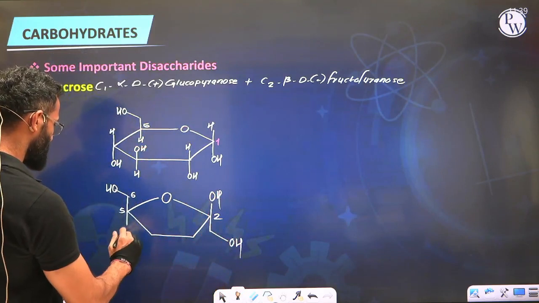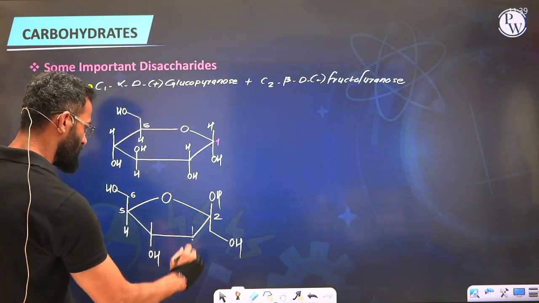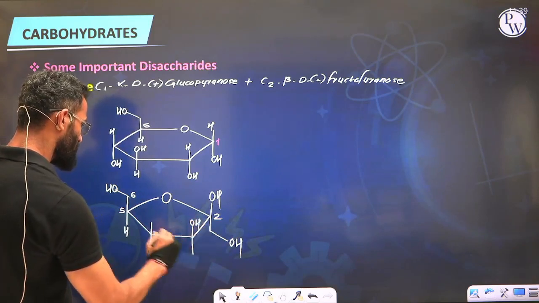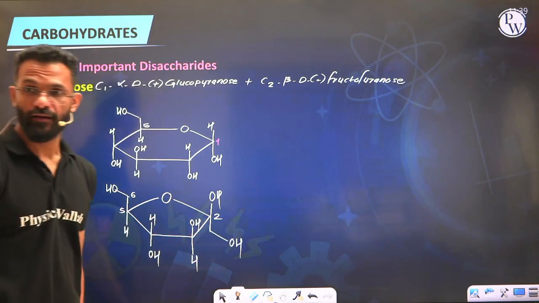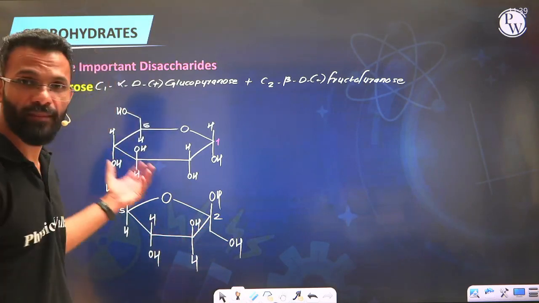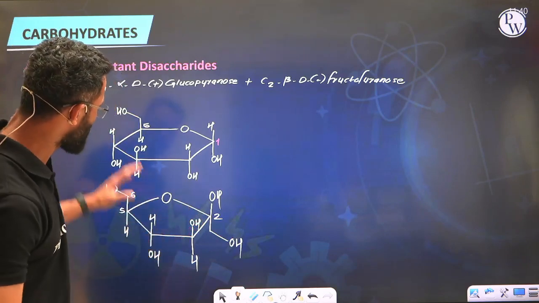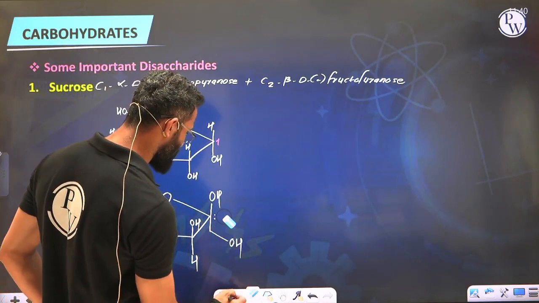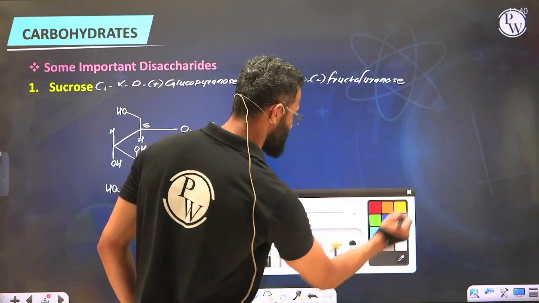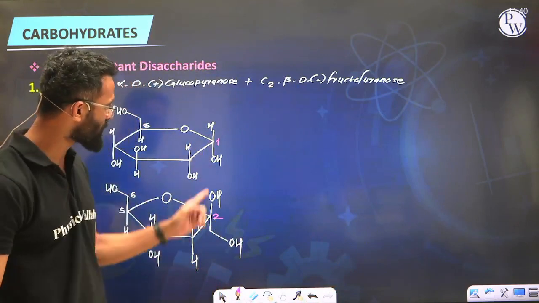And the remaining right, right, and left. Okay, everyone, I'm hoping that you got the miscommunication that was there in the previous ones. Now see, we have carbon number 1 and carbon number 2 from where we have to form a glycosidic linkage. Carbon 1 and carbon number 2.